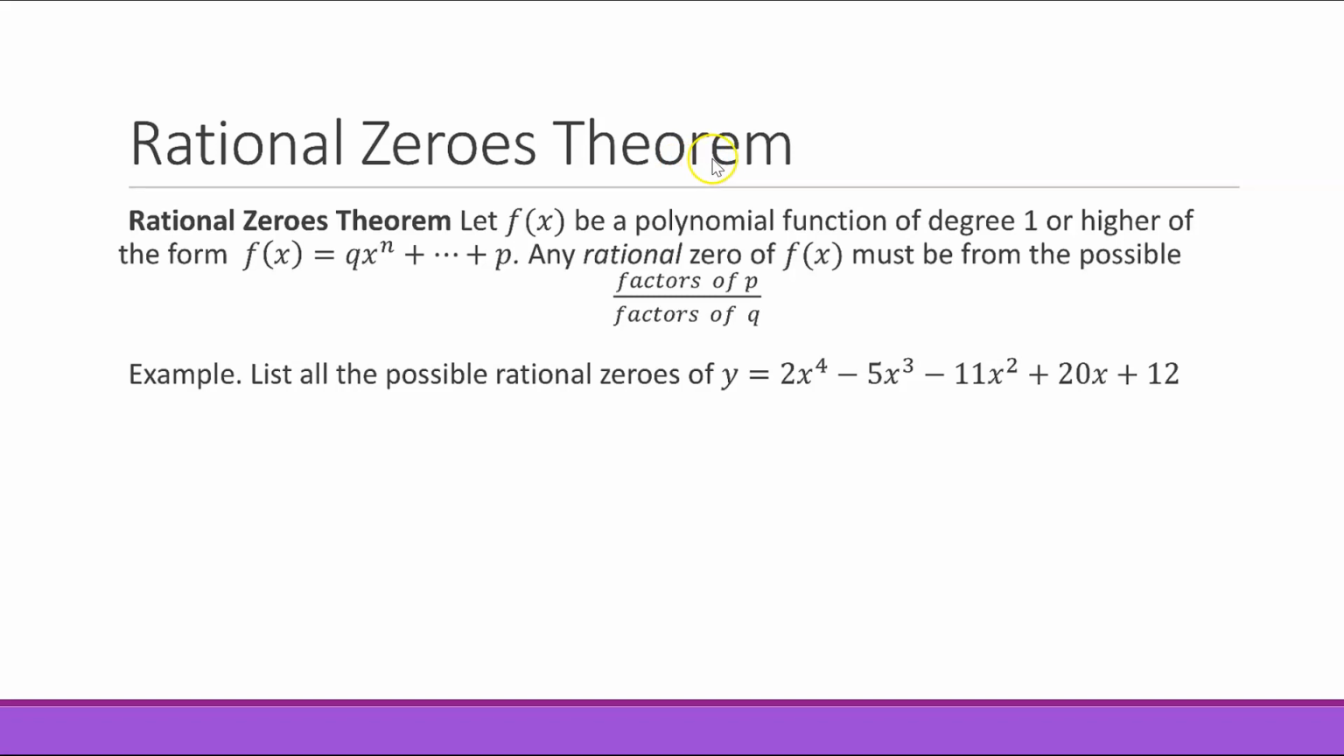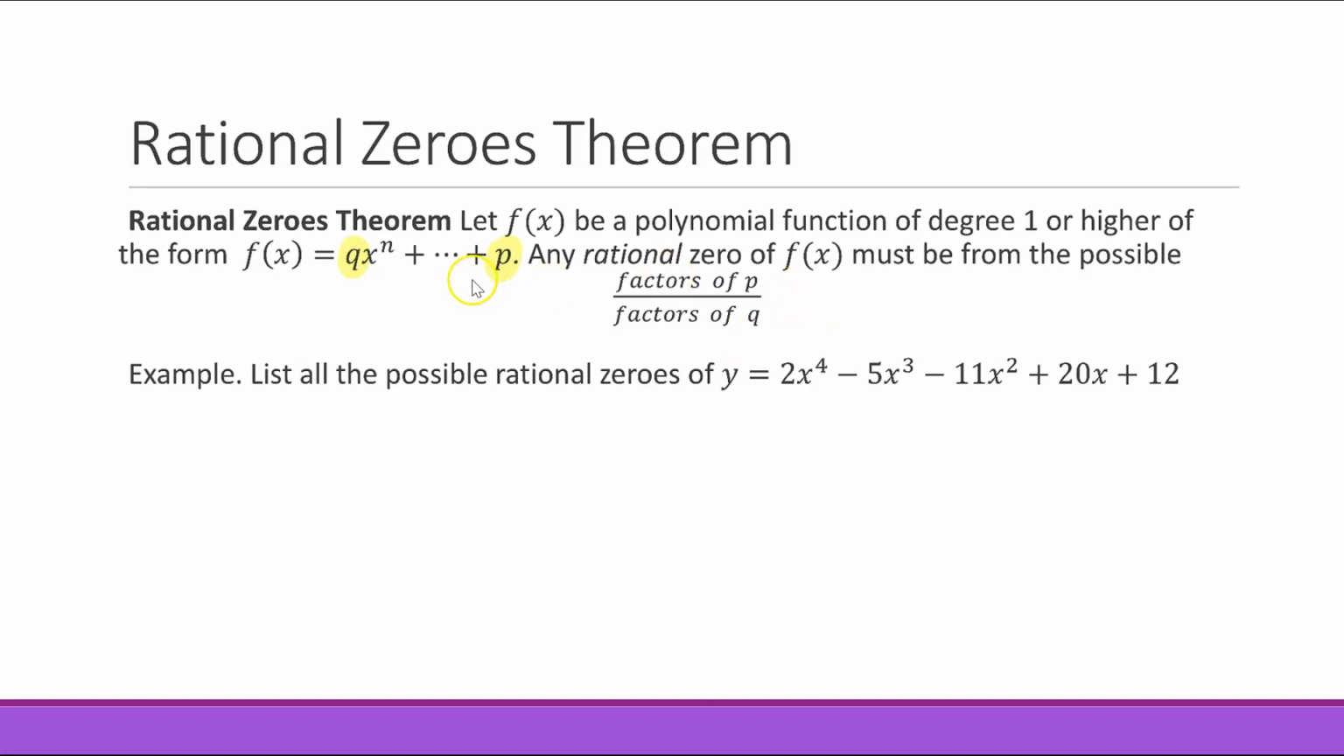The rational zeros theorem. This says, let f of x be any polynomial function of degree 1 or higher of the form f of x equals qx to the n plus ... plus p. So all this is saying here is that we're naming our leading coefficient q and our constant term p. Now, any rational zero of f of x must be from the possible factors of p divided by the factors of q.